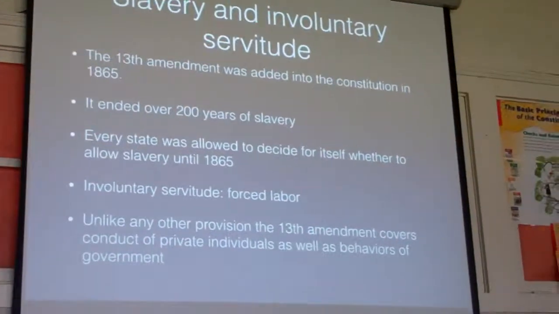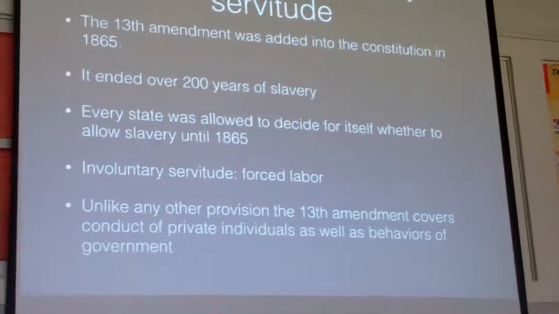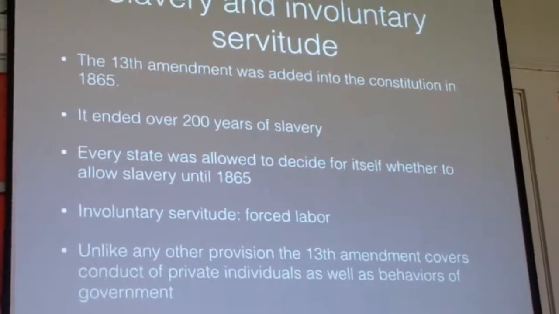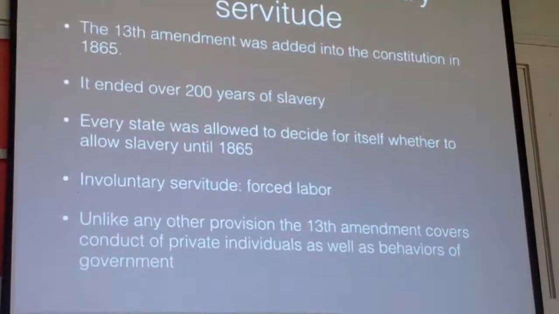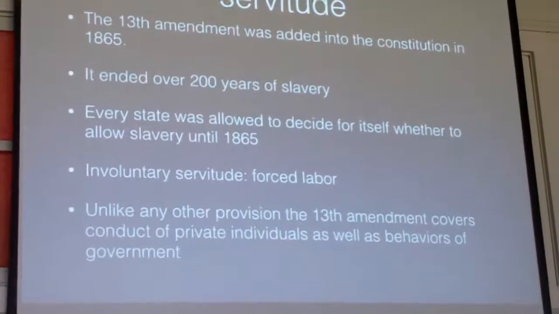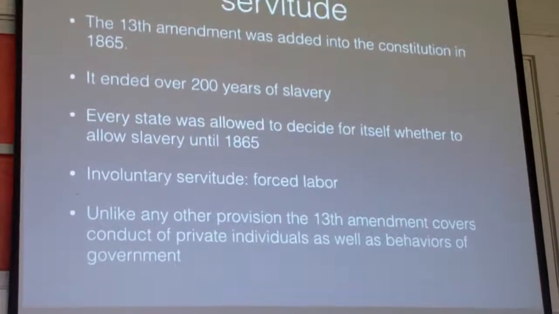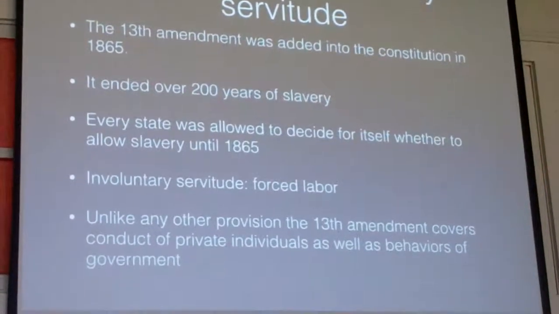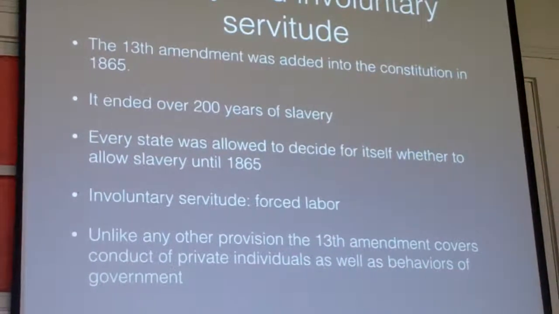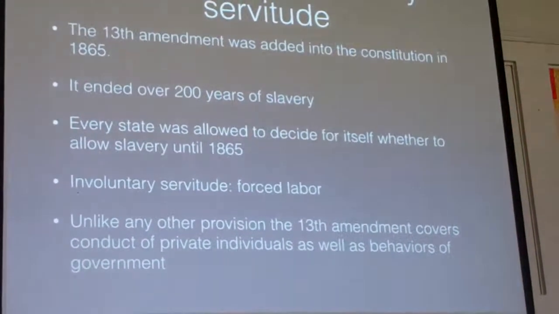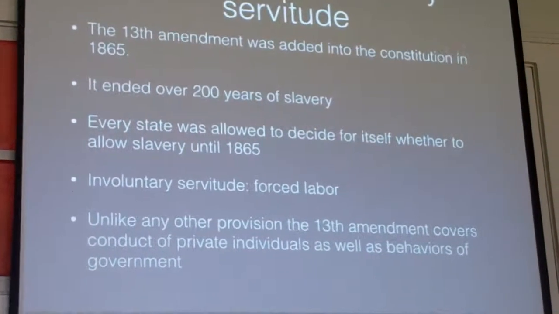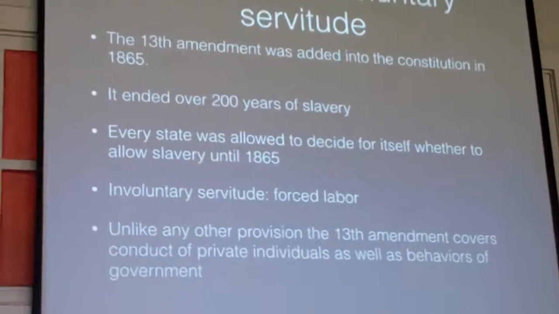Slavery and involuntary servitude. The 13th Amendment was added into the Constitution in 1865. It ended over 200 years of slavery. Every state was allowed to decide for itself whether to allow slavery until 1865. Involuntary servitude is forced labor. Unlike any other provision, the 13th Amendment covers conduct of private individuals as well as behavior of the government.